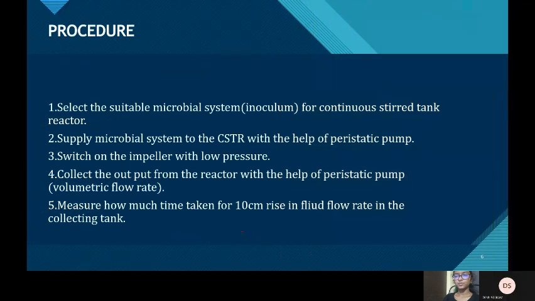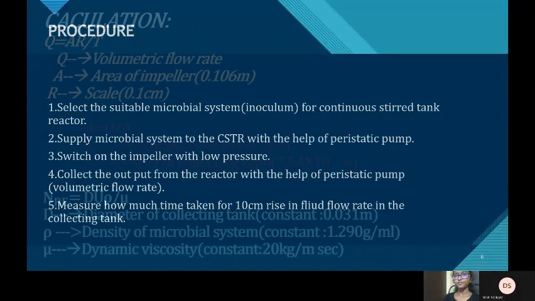Procedure. Select the suitable microbial system for the continuous stirred tank reactor. Supply the microbial system to the CSTR with the help of a peristaltic pump. Switch on the impeller with low pressure in order to maintain the growth of the microbial system. Collect the output from the reactor with the help of a peristaltic pump. Measure how much time is taken for a 10 cm rise in fluid level in the collecting tank.